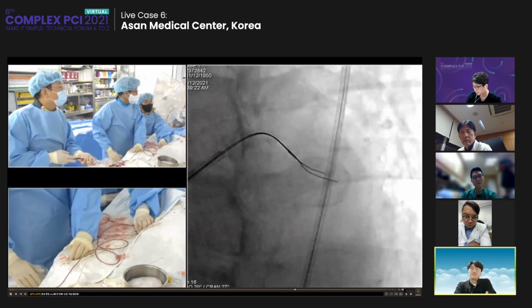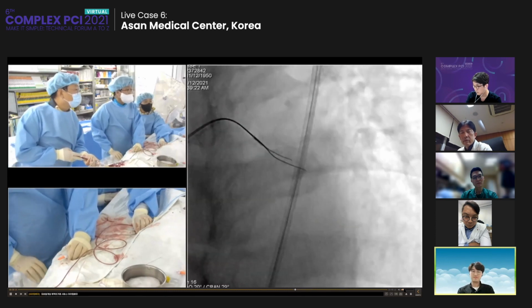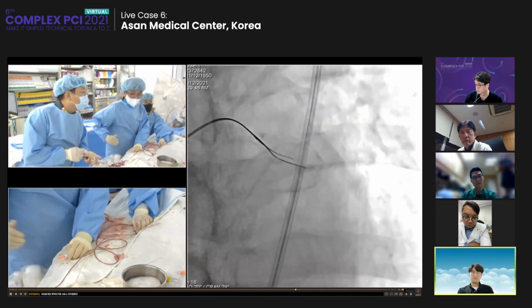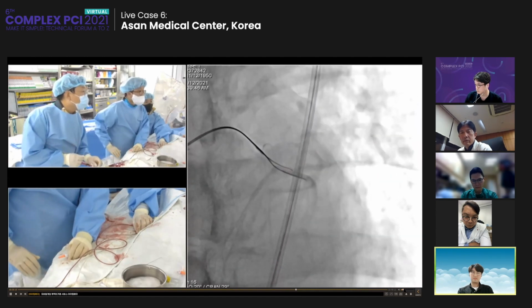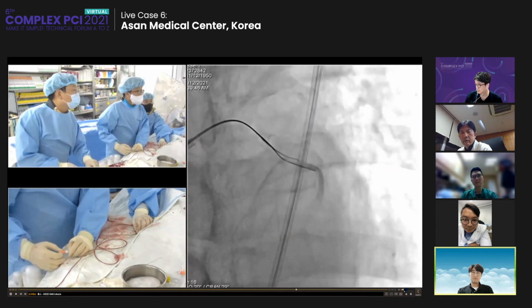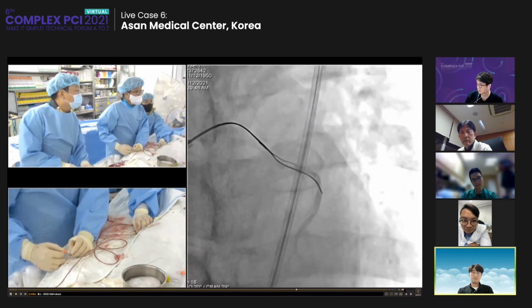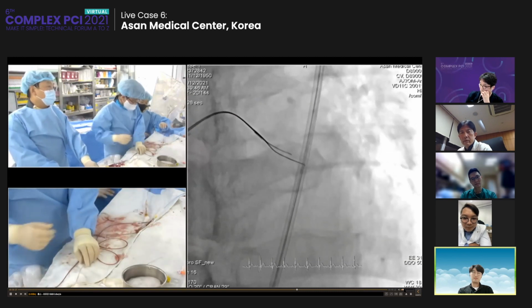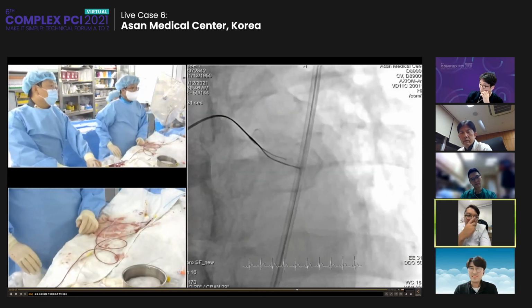So this is an areocranial view. Is it okay? Yeah. Okay. Wonderful. So very nice. The wire is in good position, right?